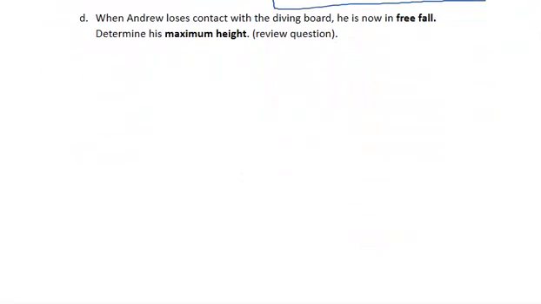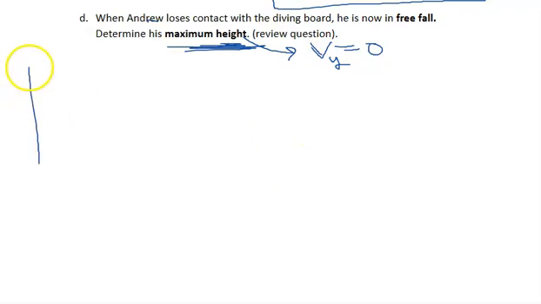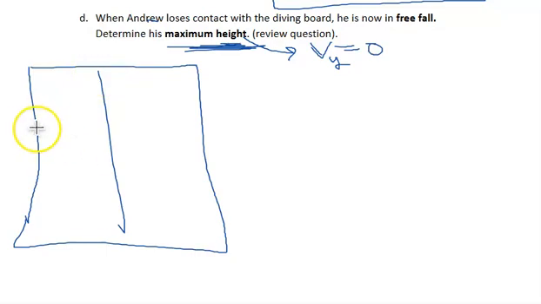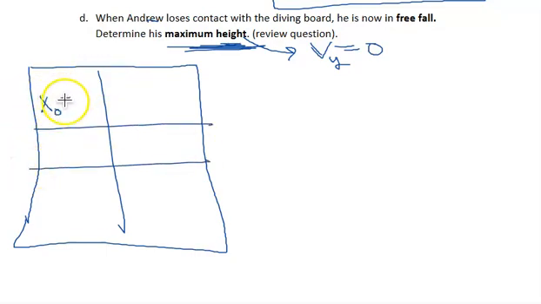Okay, then when he loses contact, he is now in free fall. Determine his max height. So again, max height sounds like it's about height, but it is initially about his vertical velocity being 0. And that velocity and height, that is all about old school. That is the biggest physics Sudoku I've ever seen.